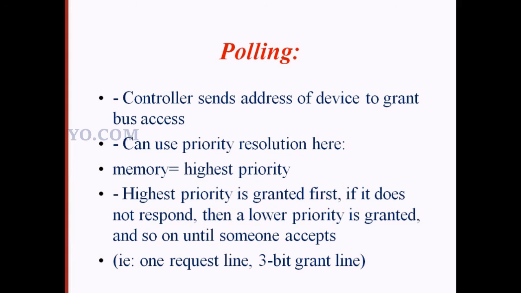Polling summary. The controller sends the address of a device to grant bus access. Priority resolution can be used here. Memory has the highest priority, so the highest priority is granted first. If it does not respond, then the next lower priority is granted, and so on until someone accepts.